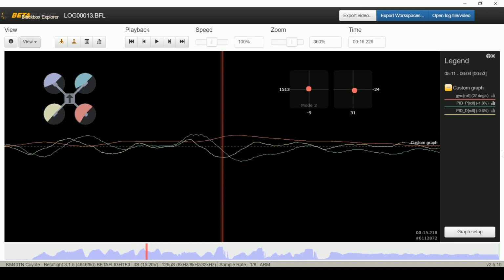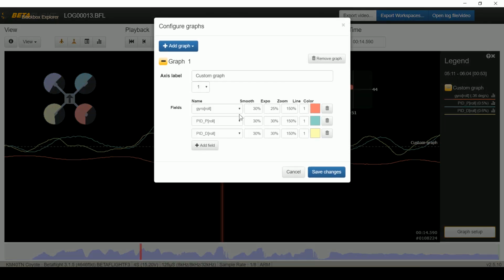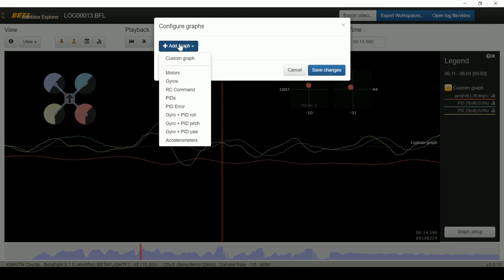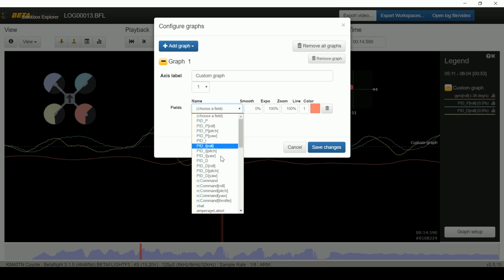One of the things I like to do is, let's do this. Let's remove all graphs. We're going to add a custom graph of the gyro on roll.